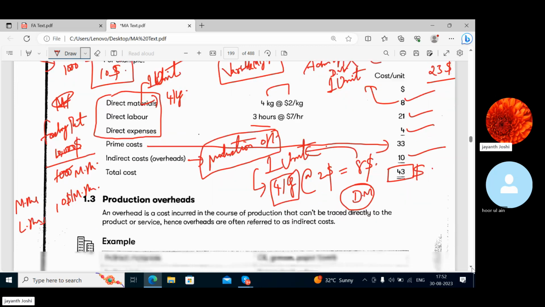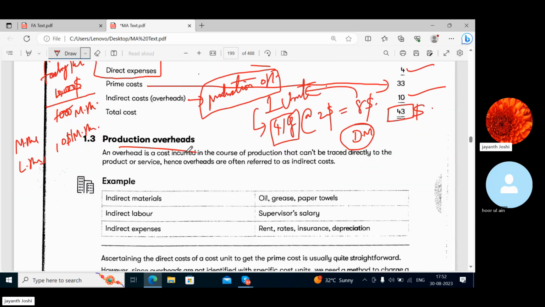Now, let's understand what production overheads are. These are the overheads which are not traceable costs of production. Why are these non-traceable costs of production? Extremely sorry, I just didn't see this. Production overheads: first of all, you should understand what an overhead is. An overhead is an indirect cost, that means it cannot be directly traced towards the making of a product.